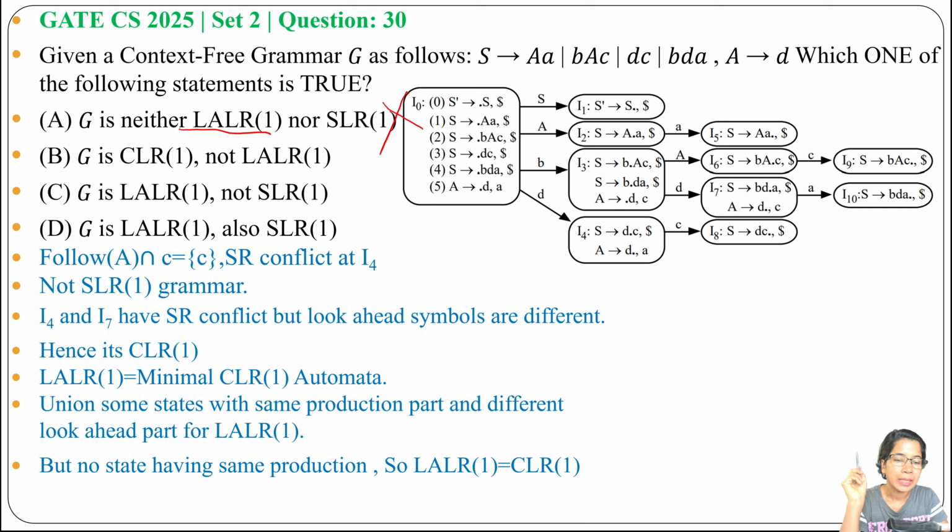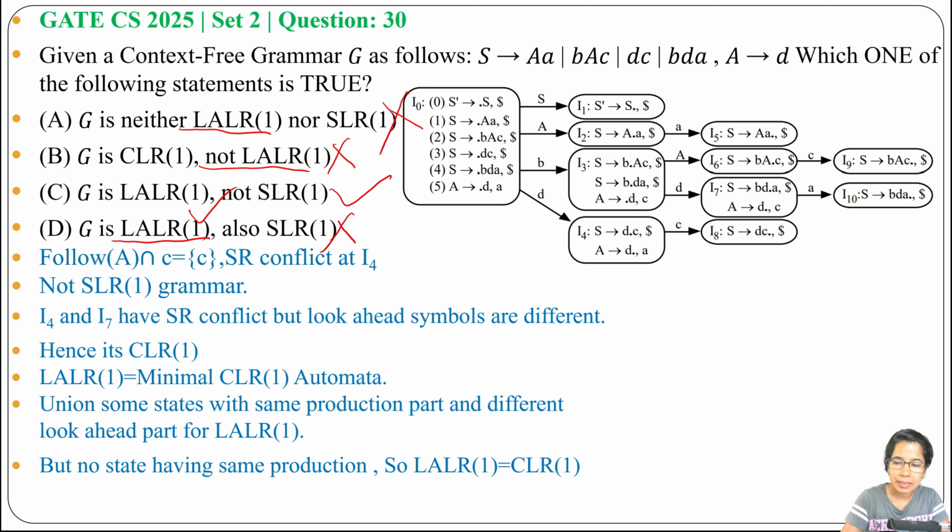Next option B, G is CLR1 not LALR1. Here it's written not LALR1, that's why this is false. It is LALR1. Option C, G is LALR1 not SLR1. This is true. Option D, G is LALR1 also SLR1. No, this is not SLR1.